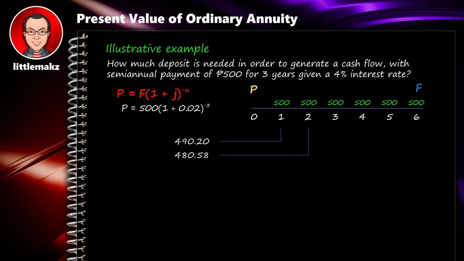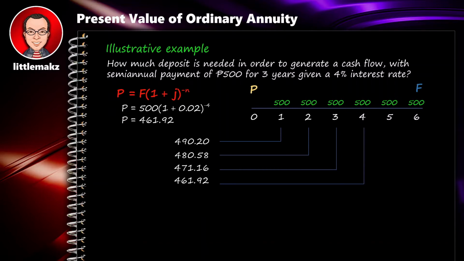We've got 500 times 1 plus 0.02 raised to the negative 3 power, we have 471.16. Then we also have here, if n is equal to 4, then p is 461.92. Now you may continue finding for the values, finding for p when n is equal to 5 and 6.